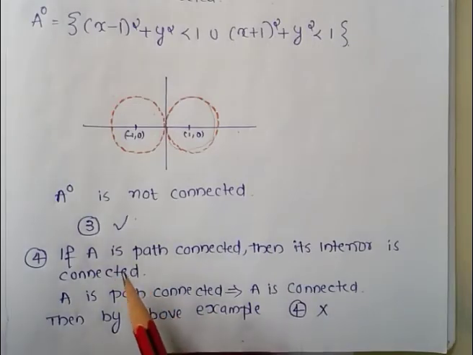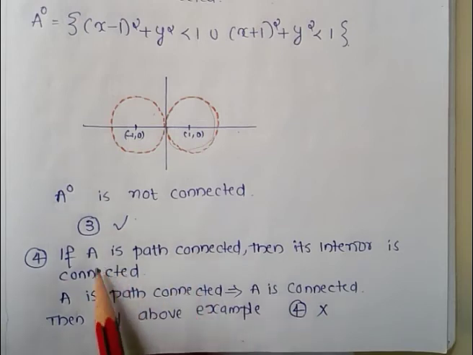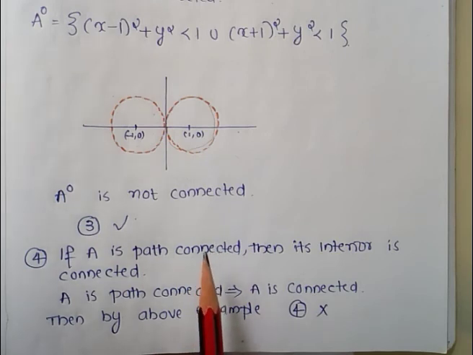Now we go to the fourth option, which says that if A is path connected, then its interior is connected. We have A path connected, which implies that A is connected. Then by the above example, we get that A is connected but A interior is not connected. So by the previous example, we can directly say that our fourth option is false, because it says that if A is path connected, then its interior is connected. But we have an example in which A is path connected, but its interior is not connected. So our fourth option is also false. So our correct option is option number 3.